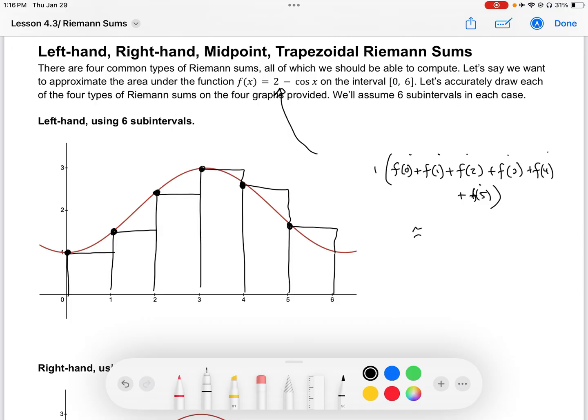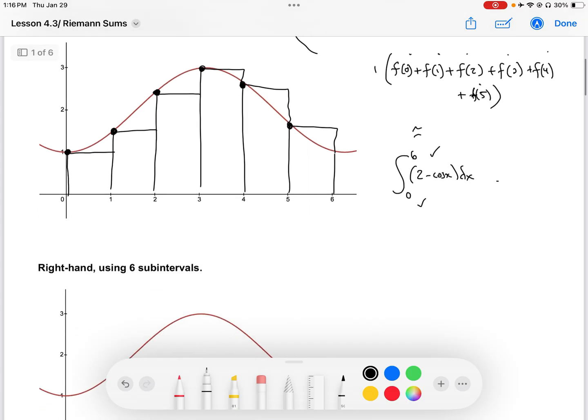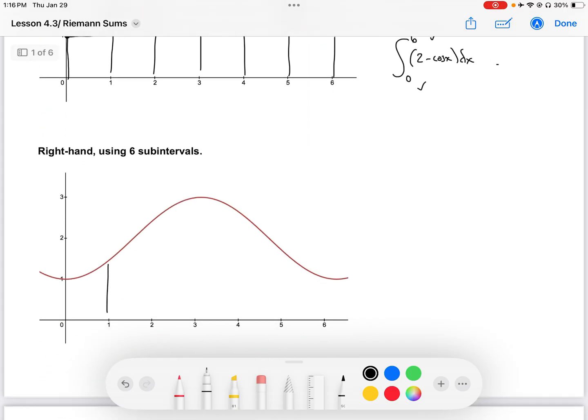Now, I will just show you some notation here. When we want to say the area under the curve from 0 to 6, we write what's called a definite integral. So we say 0 to 6, and then we would say 2 minus cosine x dx. It looks very similar to the anti-differentiation notation we were using before, but it has bounds. So this means the area under this curve from 0 to 6. This Riemann sum approximates it. Okay, so using a right hand, again, same subintervals, so we can cut that up quickly.